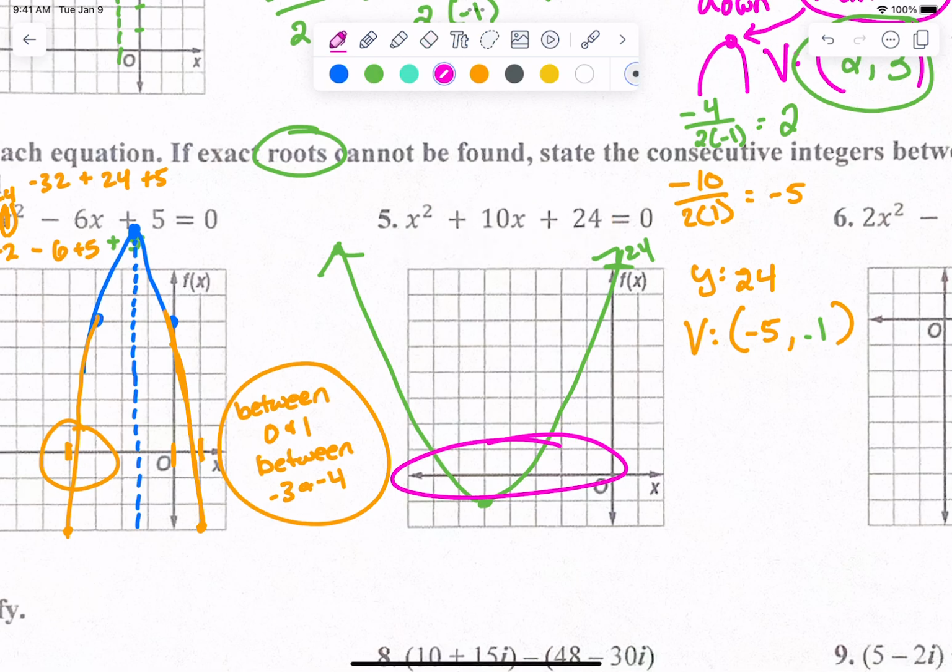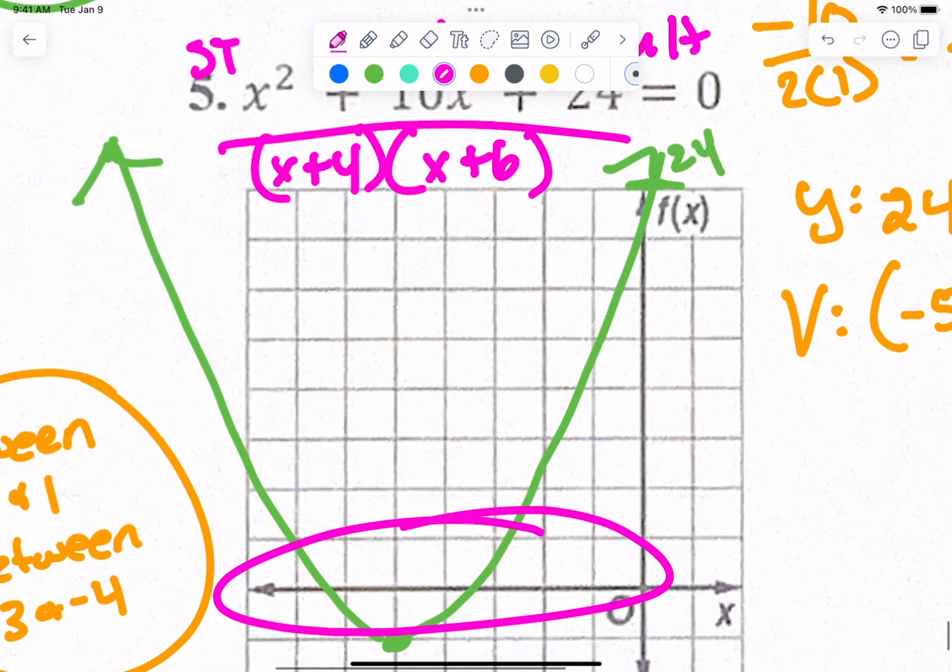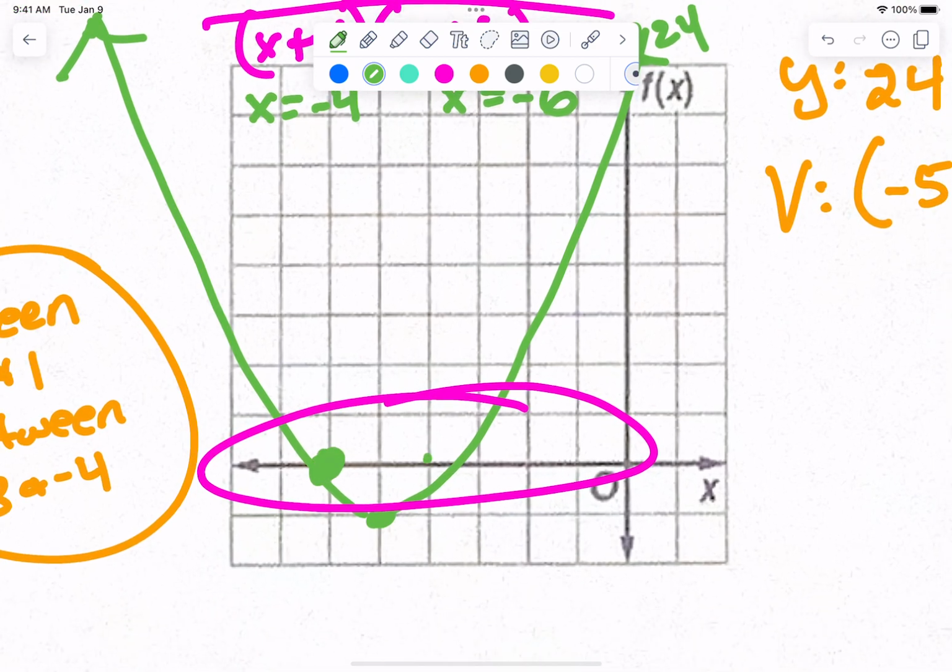If you look at the original, x squared plus 10x plus 24, if you go to factor it, it's a simple trinomial. Can you multiply to get 24, but when you add them, give you 10? Yes, 4 and 6. So x plus 4 and x plus 6. If you set x plus 4 equal to 0, x is equal to negative 4, and x is equal to negative 6. That means it's touching here at negative 6 and negative 4.